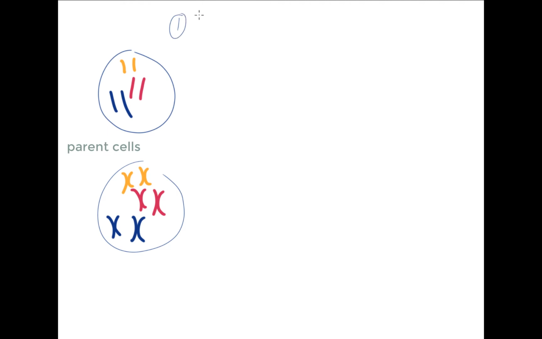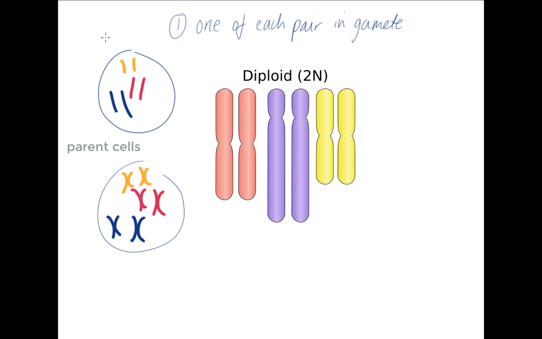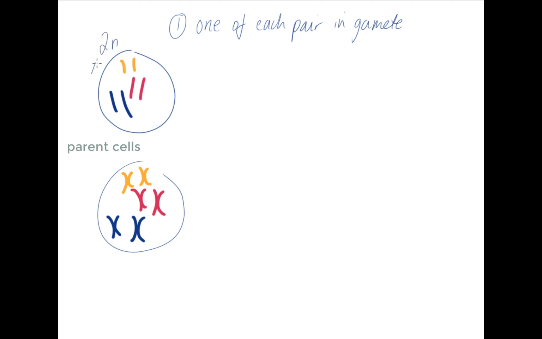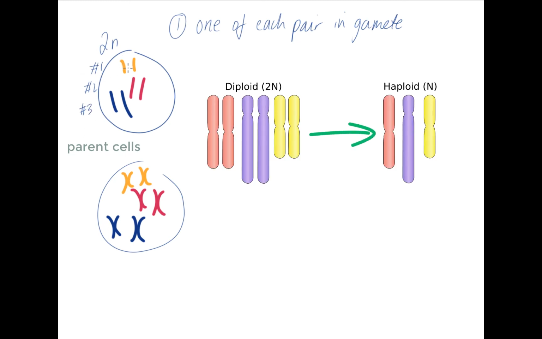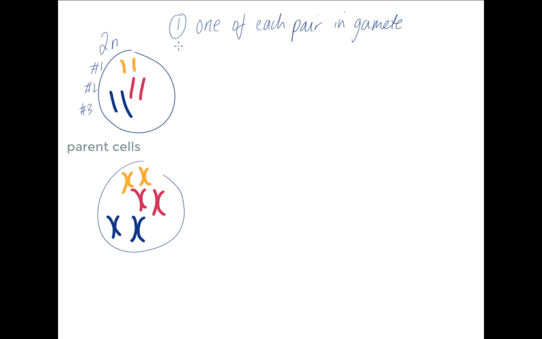The first one is that there should only be one of each pair in the gamete. Now remember that we're going to start off with a diploid cell. So here, this is a diploid cell, it's 2N. There are 2 copies of every chromosome. So let's say this yellow one is chromosome number 1, the pink one is chromosome number 2, and the blue one is chromosome number 3. So we need to end up with an orange or yellow, a pink, and then a blue in the final gamete. And the other rule is that there should be no duplicated chromosomes.